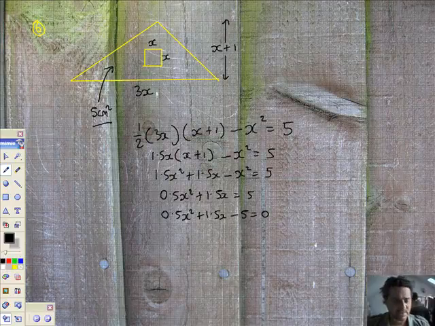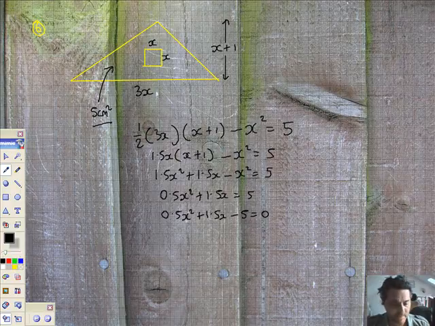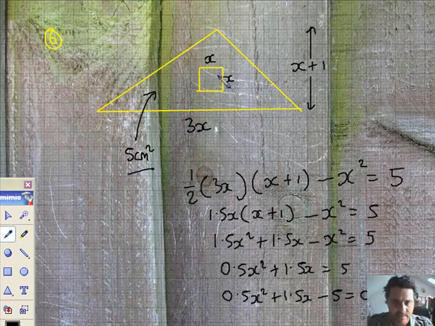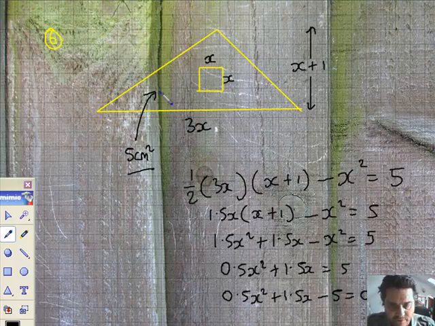Just like I promised, here's question 6 on page 263. Again, I've prepped all of it just to save time. It says a square of side x is removed or cut out from a triangle of card as shown. So it's a yellow triangle, cut out the x squared, get rid of it. The remaining area of card is 5 centimeters squared. So all this area around that hole comes to 5 centimeters squared.